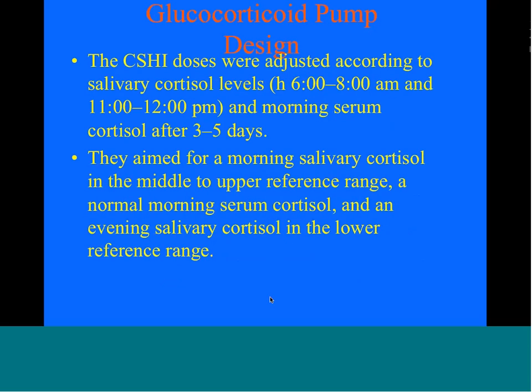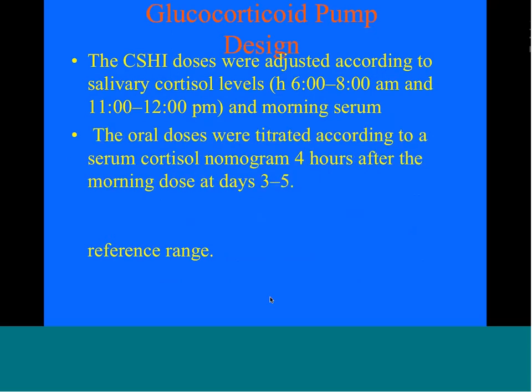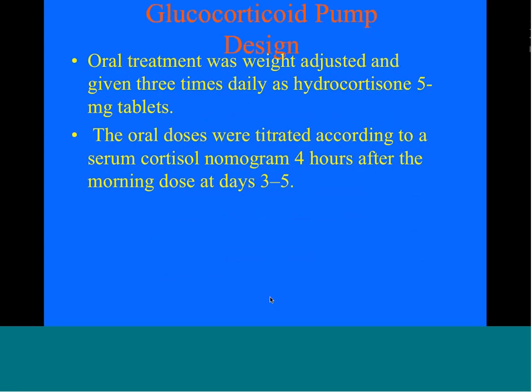They then adjusted it based on salivary cortisol levels, both in the morning and in the evening, and morning serum cortisol levels. So they did do a dose adjustment based on what the patient's levels were, and they aimed for morning salivary cortisol in the mid to upper range, a normal morning serum cortisol level, and an evening salivary cortisol level in the lower reference range. The oral treatment was weight adjusted and given 3 times a day at 5 milligram pills, and it was based on what the serum cortisol showed 4 hours after the morning dose on days 3 through 5. So the titration wasn't nearly as good with the oral as it was with the subcutaneous.